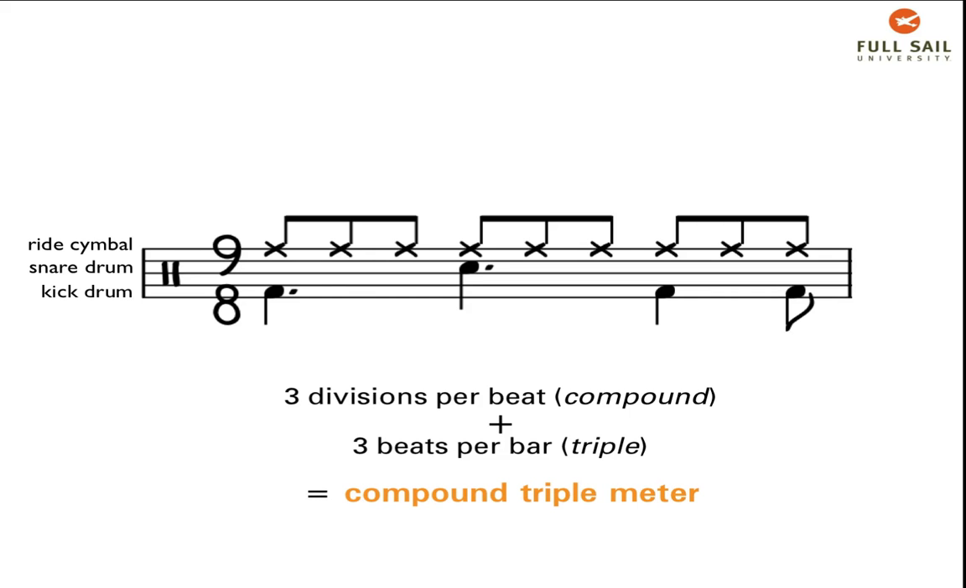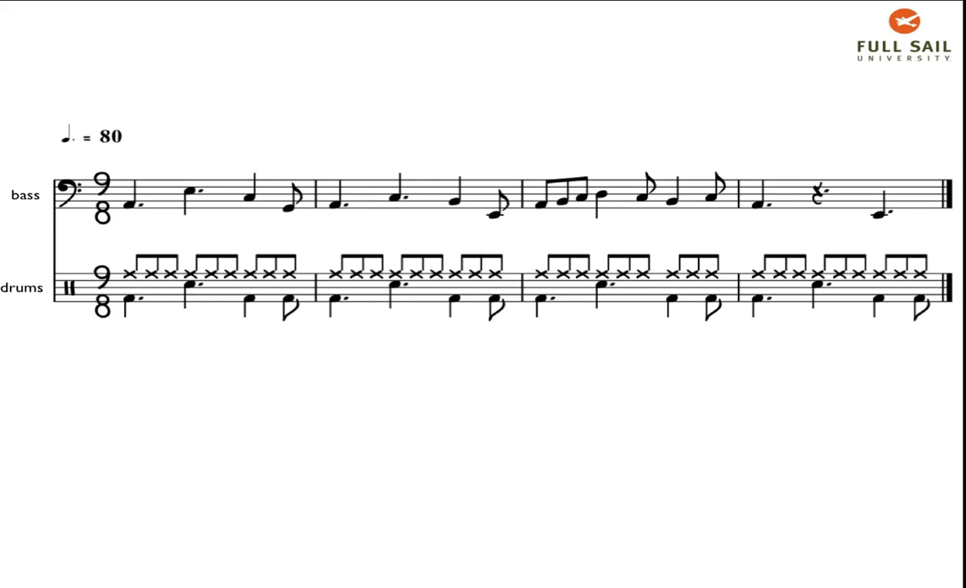meter. Here are 4 bars of the same drum beat below a bass line. The bass line features a variety of note types, including dotted quarter notes, a dotted quarter rest on beat 2 of bar 4, 3 eighth notes on beat 1 of bar 3, and quarter notes sharing beats with eighth notes.